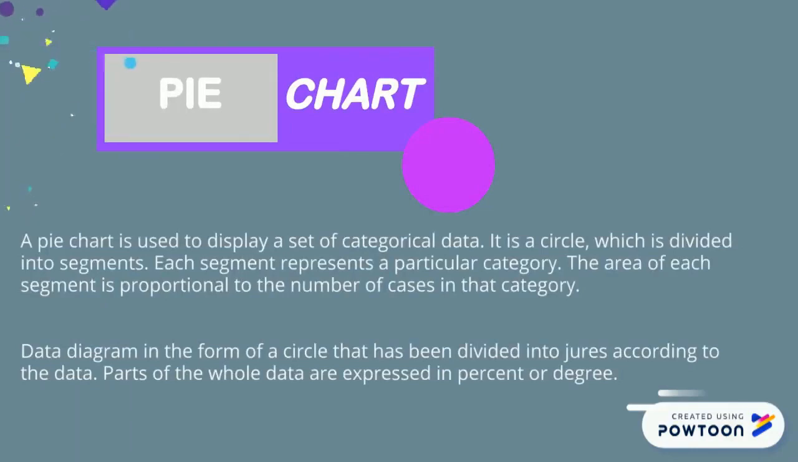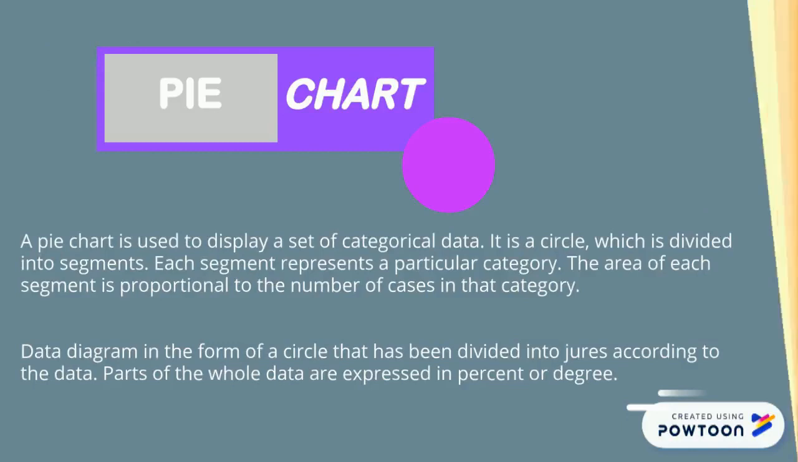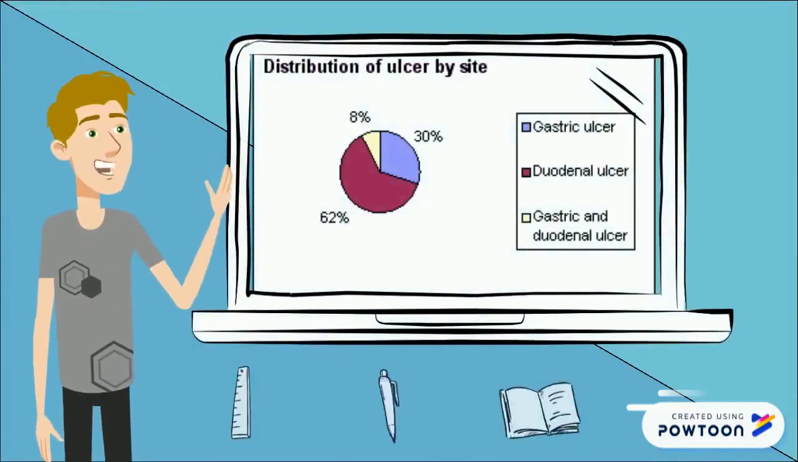Pie chart. A pie chart is used to display a set of categorical data. It is a circle which is divided into segments. Each segment represents a particular category. The area of each segment is proportional to the number of cases in that category. It is a data diagram in the form of a circle that has been divided into sectors according to the data. Parts of the whole data are expressed in percent or degrees.